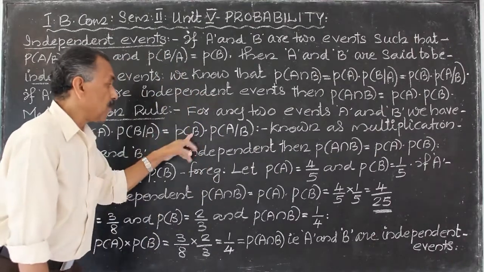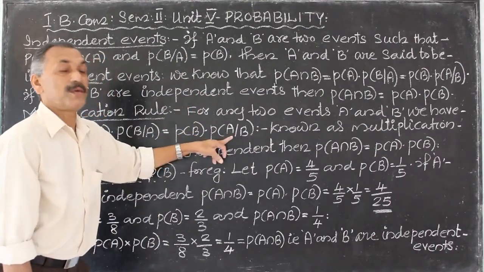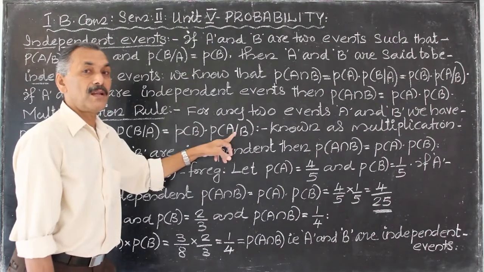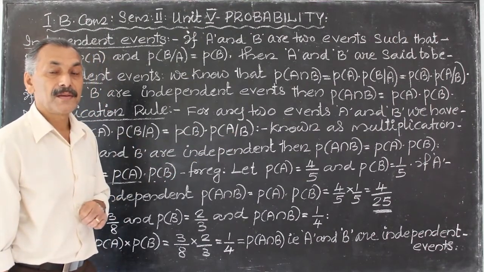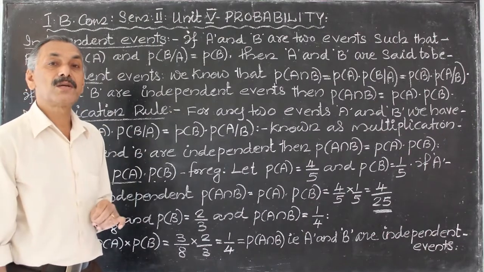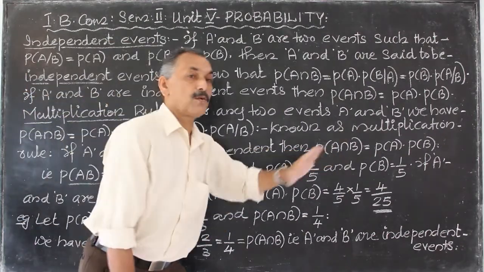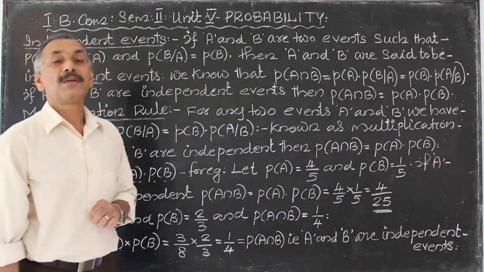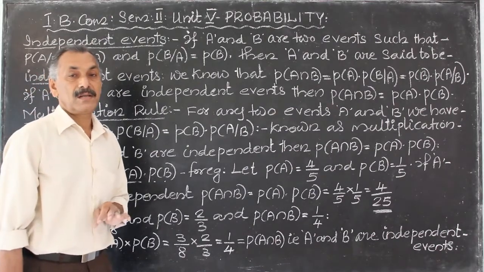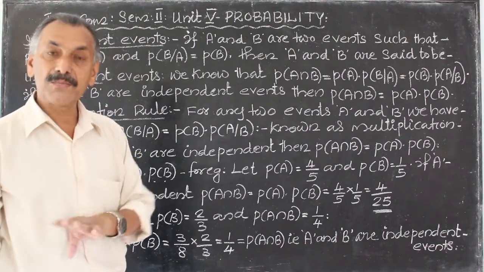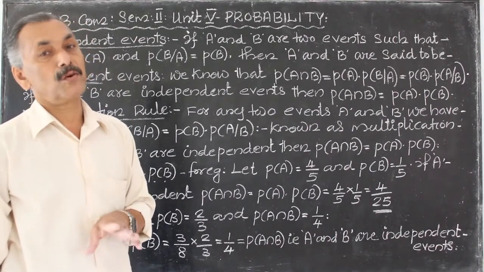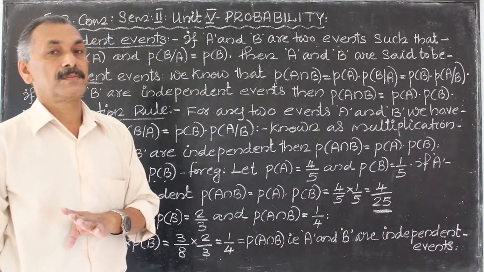Or P of B into, what is this value? P of A. P of B into P of A, P of A into P of B, and they are equal. That is, P of A intersection B is equal to P of A into P of B. Then A and B are said to be independent. Or if A and B are independent, then probability of A intersection B is equal to P of A into P of B. That is multiplication.